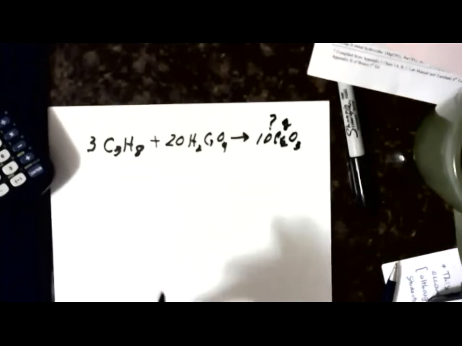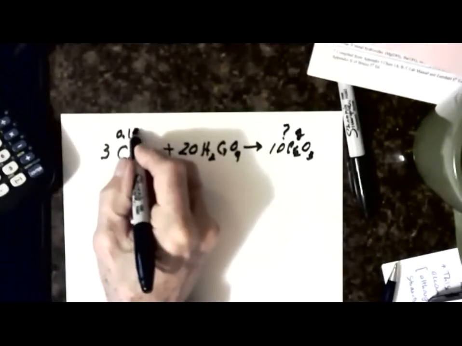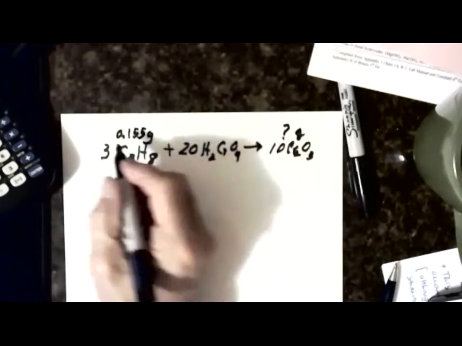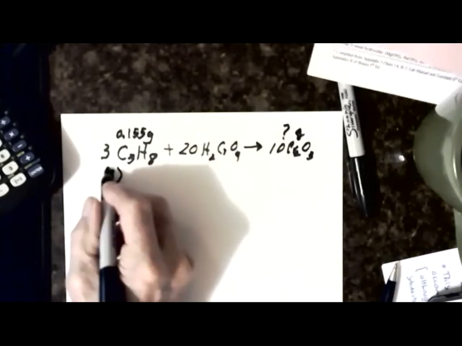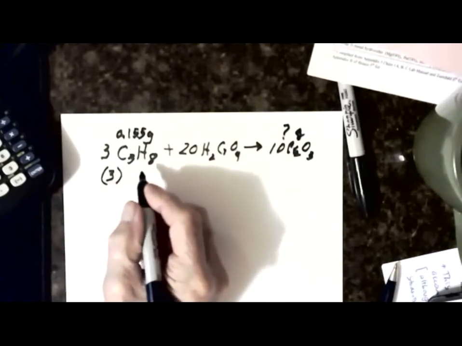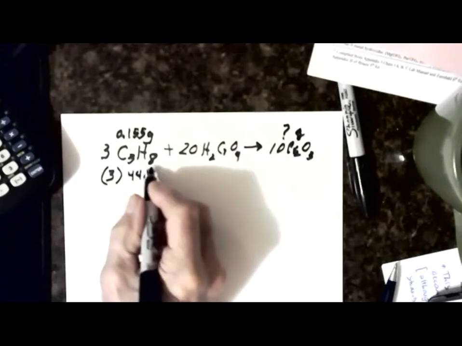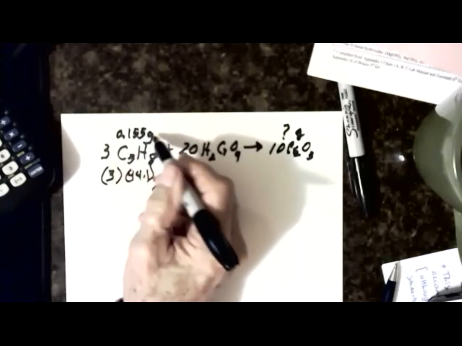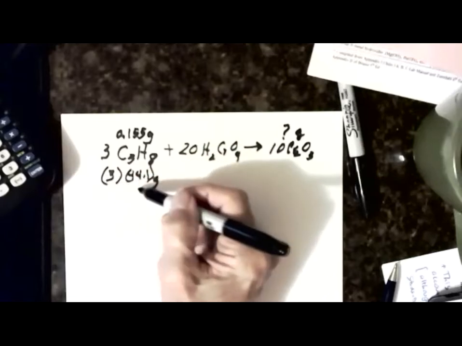We'll react with 0.155 grams of propane. Now the equation is showing 3 moles, and that's 3, and the molar mass given under the propane is 44.1 grams. So I've got this many grams of propane, the equation is showing this many grams of propane.